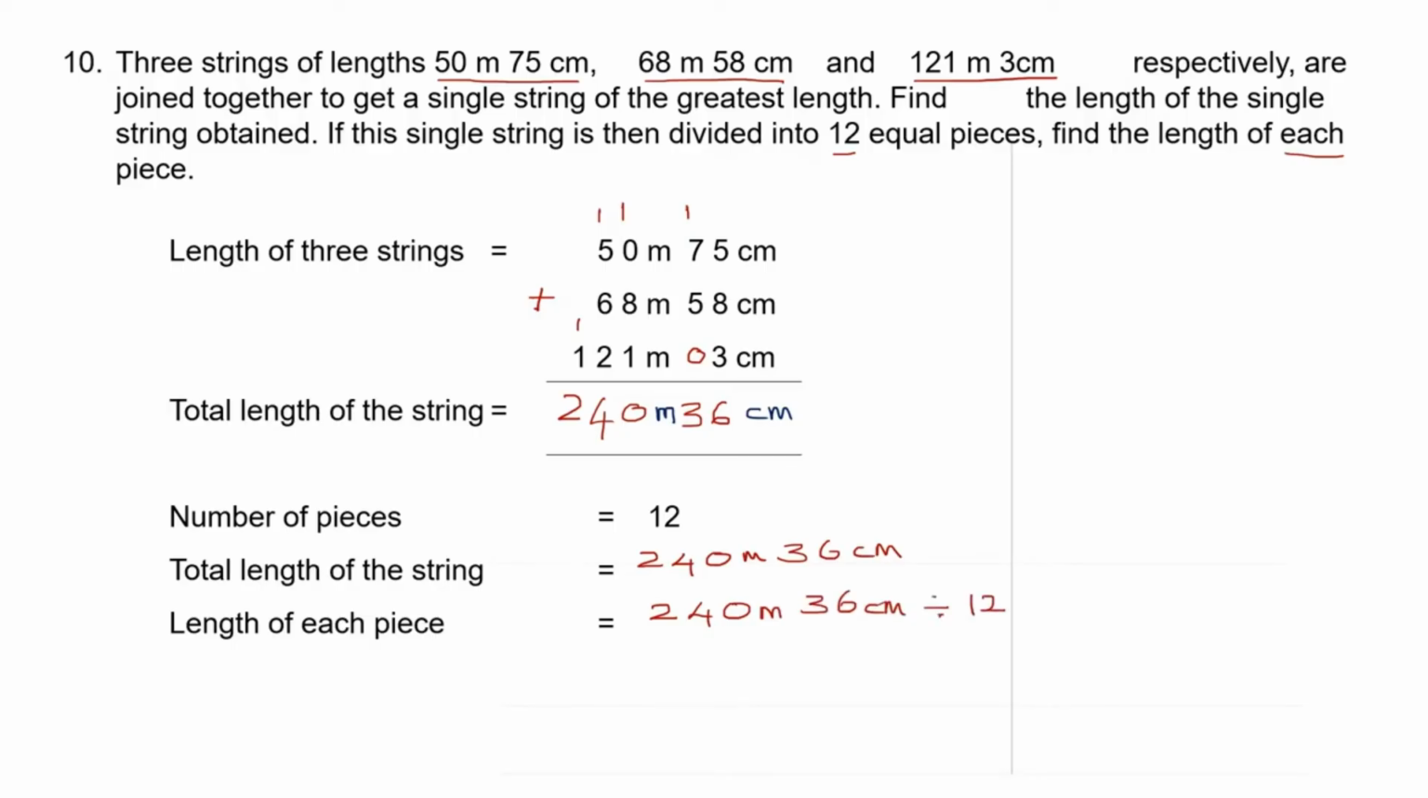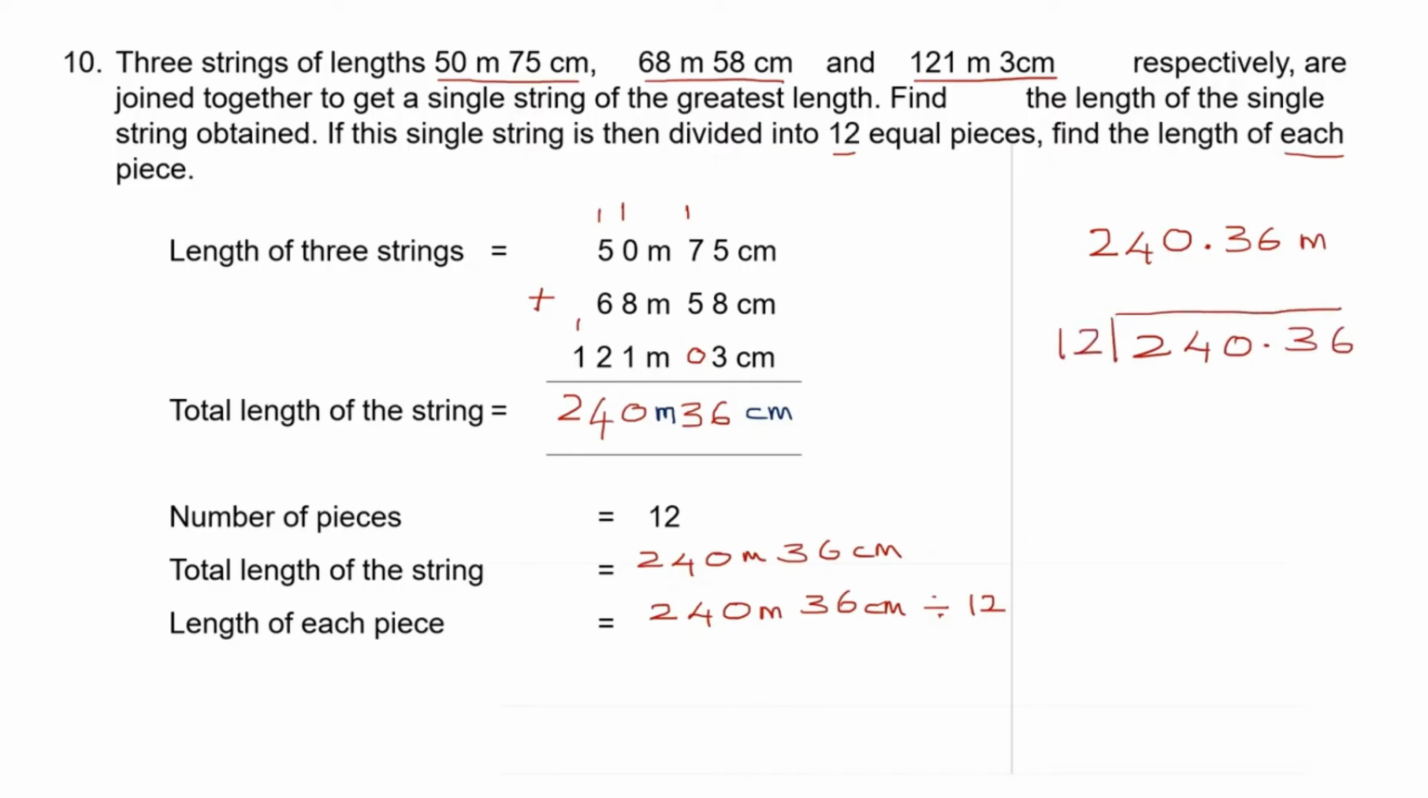So let's do that division. We'll put it in the form of a decimal number. So 240 meters, 36 centimeters. If I put it in the form of a decimal number, I get 240. I leave the meters as it is, put a decimal point and put the centimeters next to it. This whole thing is now meters. So let me divide 240.36 by 12.